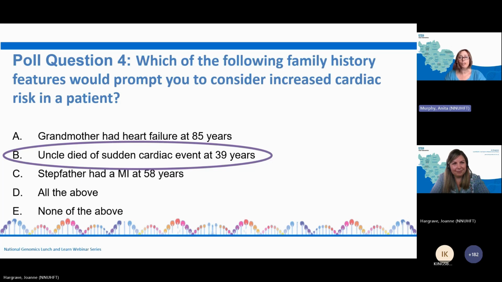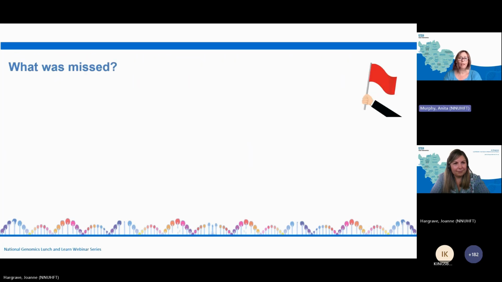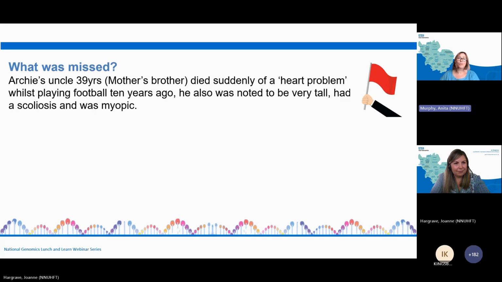There's no right and wrong, but it's just to highlight being aware of the person you're dealing with and the family members in relation to them. So as I say, sudden cardiac death under 40 is a red flag, and any cardiac event in someone under age 60 is also something we would be considering. Lovely. Okay, so what was missed for Archie? So we've already sort of looked at this. Archie's uncle, age 39, so that's his maternal uncle because it's his mother's brother, died suddenly whilst playing football of what the family said was a heart problem about 10 years ago.